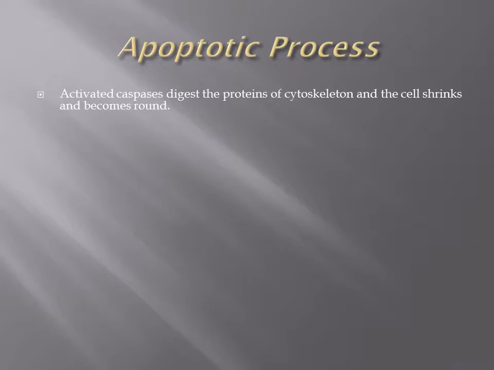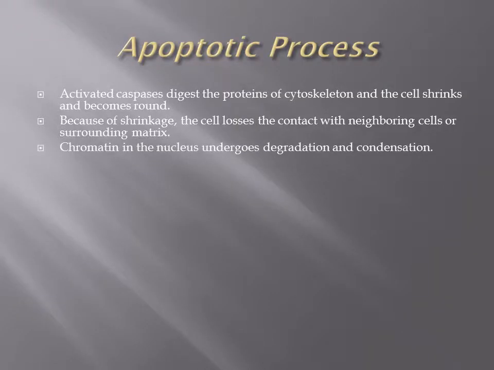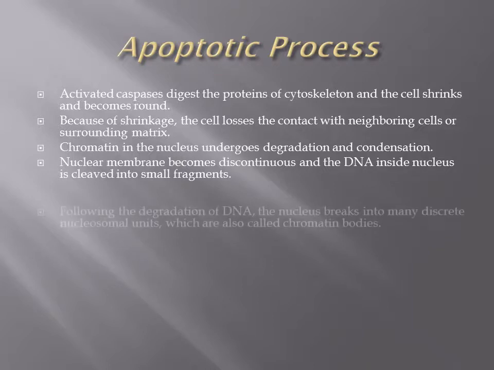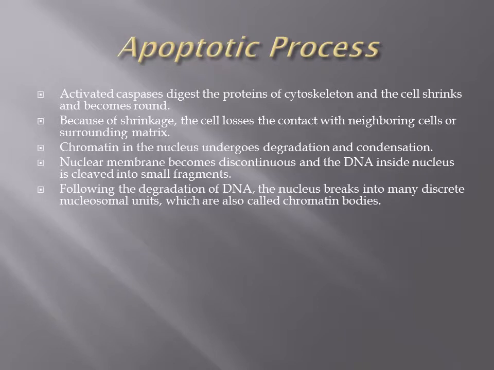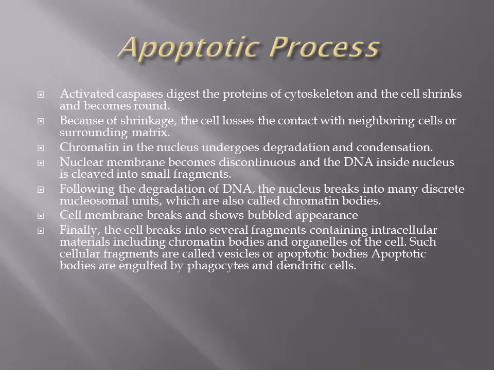Apoptotic process. First, activated caspase digests the proteins of the cytoskeleton and the cell shrinks and becomes round. Because of shrinkage, the cell loses contact with neighboring cells or surrounding matrix. Chromatin in the nucleus undergoes degradation and condensation. The nuclear membrane becomes discontinuous and the DNA inside the nucleus is cleaved into small fragments. Following the degradation of DNA, the nucleus breaks into many discrete nucleosomal units, which are also called chromatin bodies. The cell membrane breaks and shows a bubbled appearance. Finally, the cell breaks into several fragments containing intracellular materials, including chromatin bodies and organelles of the cell.